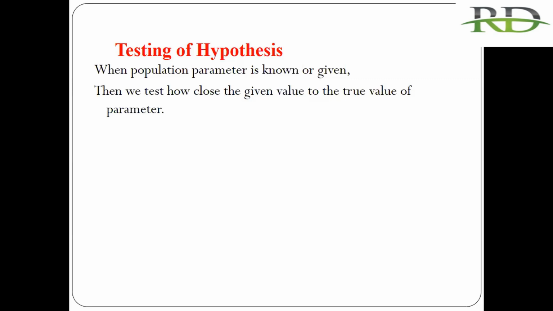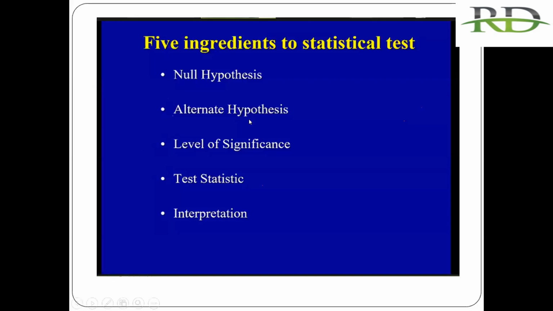So what we do, you can collect data from adolescent girls in different locations of Delhi, and then you will verify whether the statement that the average height of adolescent girls in Delhi is 150 centimeter is true or not, right? So this is your testing of hypothesis. Now, there are 5 ingredients of statistical testing of hypothesis. These are just like 5 questions. If you answer these questions, your testing of hypothesis will be done, right?